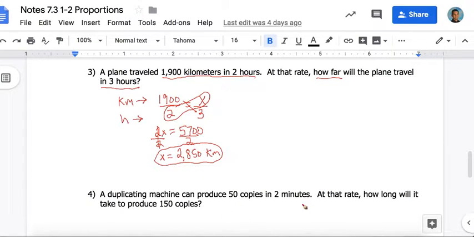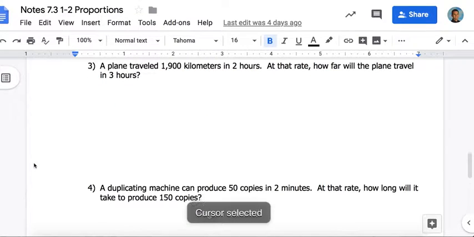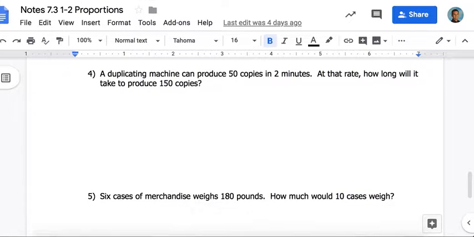If you think you have a pretty good handle, you can go ahead and pause the video and do 4 and 5 on your own. But remember, when you turn the video back on to check it, you might have a different proportion than me. Just make sure you have the correct answer. Okay, if you pause the video, welcome back, and let's see how you did on number 4 and number 5.